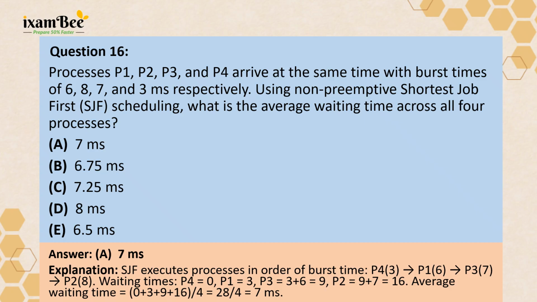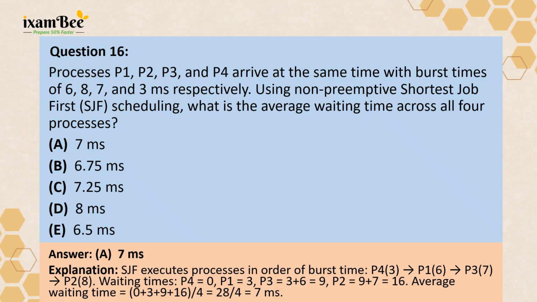That's P4 with 3 milliseconds, then P1 with 6 milliseconds, then P3 with 7 milliseconds, and P2 with 8 milliseconds. Now trace the waiting time for each. P4 runs immediately, so it waits 0 milliseconds. P1 waits for P4 to finish, so it waits 3 milliseconds.